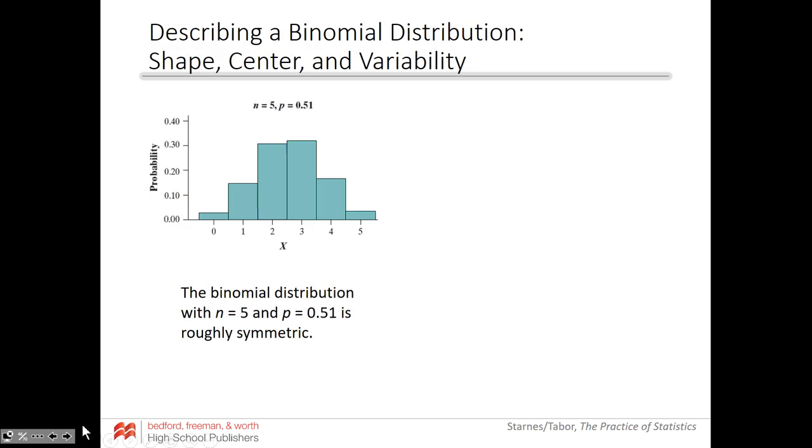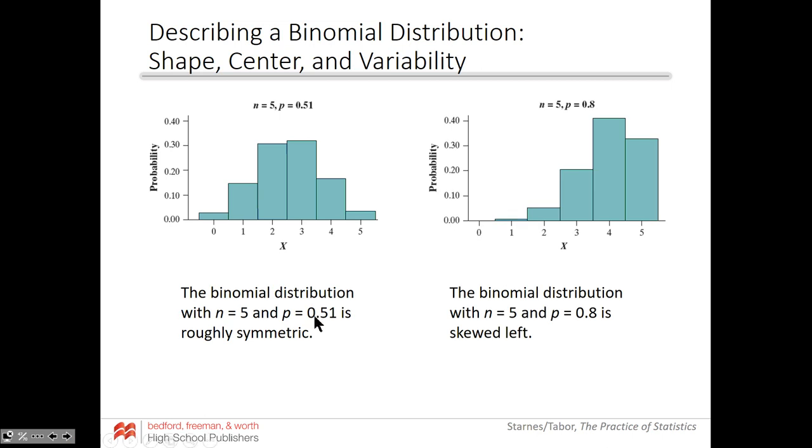And here's just a couple more examples. Here's an example of a binomial distribution with N equals 5 and P equals 0.51. Again, because P is close to 0.5, it's pretty symmetric. That's what we would expect. But when we have more successes than failures, so if P is 0.8, it's kind of more skewed left. Again, kind of what we just talked about. That's what we would expect.